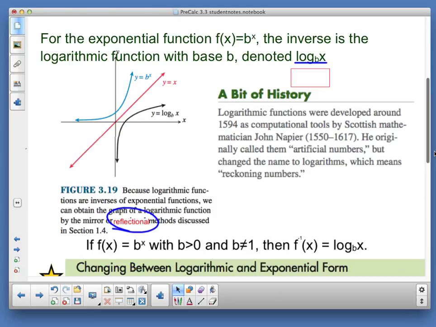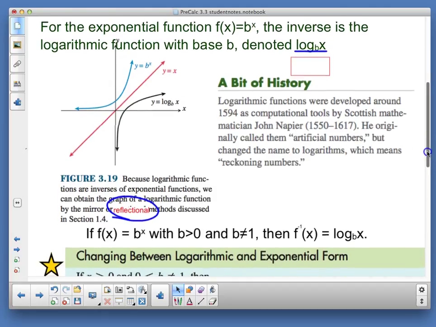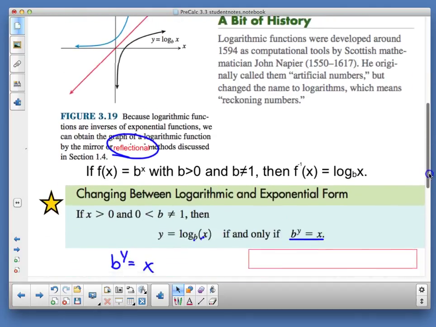Logs were first discovered in about 1594. At least, the person we're giving credit for the discovery is Napier, a Scottish mathematician, John Napier. He originally called them artificial numbers. Okay, there's nothing artificial about them, so they changed that to reckoning numbers, but then it became logarithmics, or logarithms.